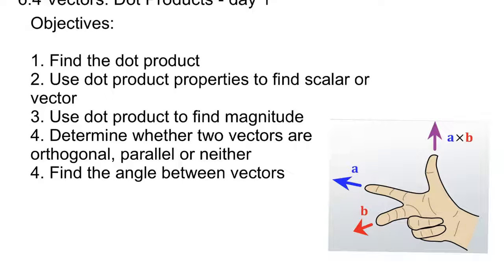Everyone, this is a video on dot products. We've been talking about vectors. In this one, we are going to be multiplying two vectors together. This is called the dot product. We're going to be using dot product properties to discuss whether it is a scalar or a vector, finding its magnitude, and determining if it's orthogonal, parallel, or neither. We'll also talk about finding the angle between vectors. So let's get started.